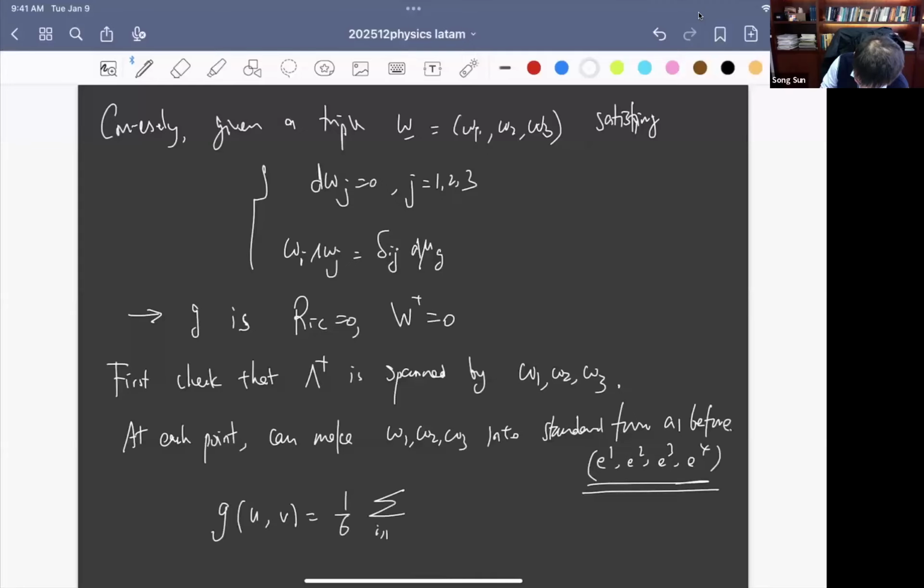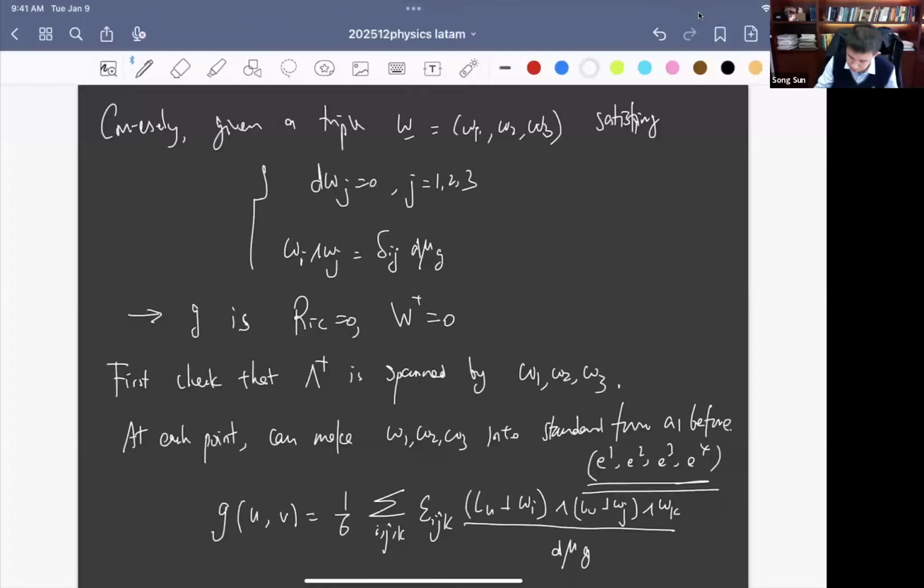1/6 sum over IJK of epsilon IJK, iota U contracted with omega I, which iota V contracted omega J contracted omega K, divided by d mu G. So yeah, we want to... oh, here is that we need some fact about number of 2.